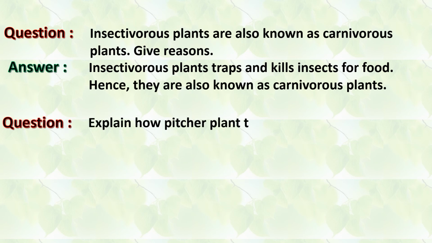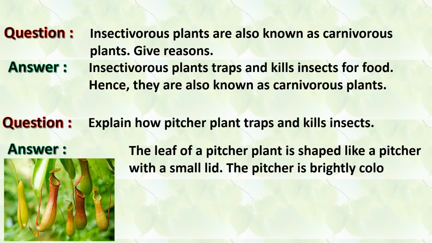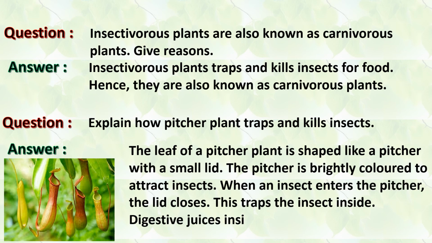Question: explain how pitcher plant traps and kills insects. Answer: the leaf of a pitcher plant is shaped like a pitcher with a small lid. The pitcher is brightly colored to attract insects. When an insect enters the pitcher, the lid closes. This traps the insect inside. Digestive juices inside the pitcher digest the insect.